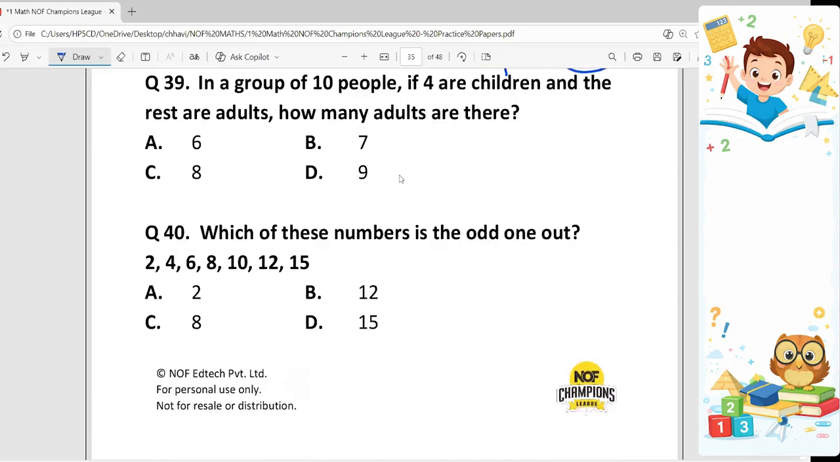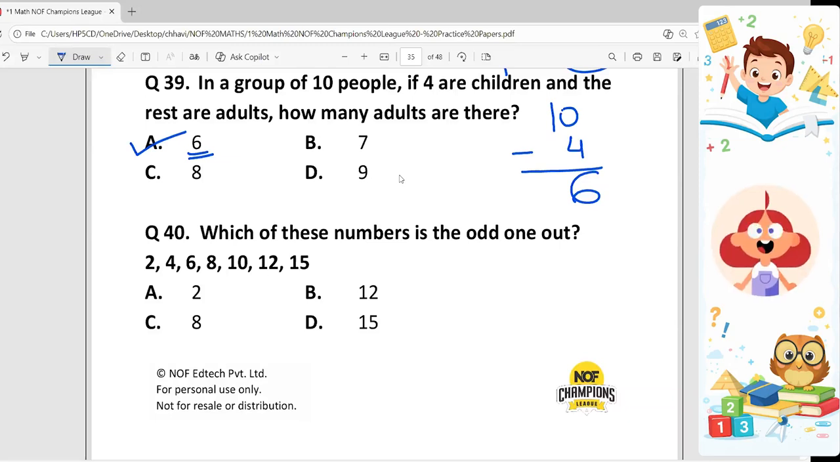39. In a group of 10 people, if 4 are children and the rest are adults, how many adults are there? So we have to find out adults from the 10 people. So we'll subtract children from it. 10 minus 4, that is 6. So our answer is 6 adults. Option A. 40th. Which of these numbers is the odd one out?